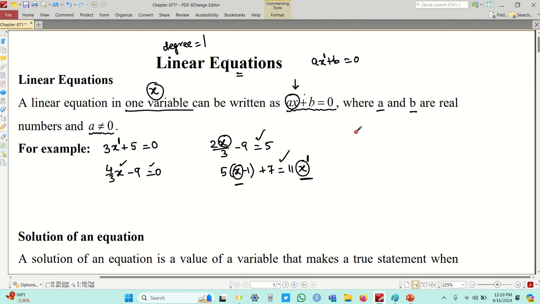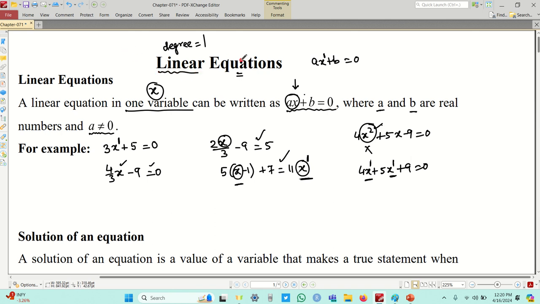Like, if I tell you 4x square plus 5x minus 9 is equal to 0, is this a linear equation? No, this is not a linear equation. Why? Because here there is one term whose degree, whose power, is 2. So this is not a linear equation. While if I write 4x + 5x + 9 = 0, yes, this is a linear equation, because x is available at two places, but in both places the degree of x is 1. So if the degree is 1, then we call it a linear equation.